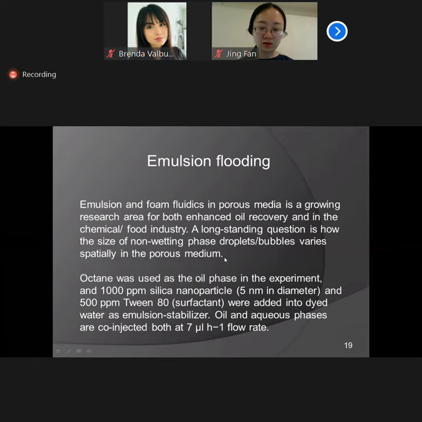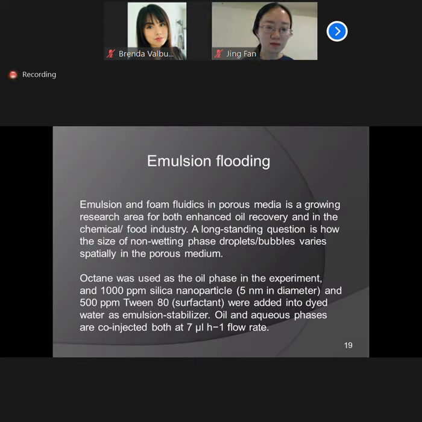So the second experiment is the emulsion flooding. Emulsion flow in porous media is a growing research area in enhanced oil recovery and in the chemical industry. A long-standing question is how the size of the non-wetting phase droplets varies spatially in the porous media.